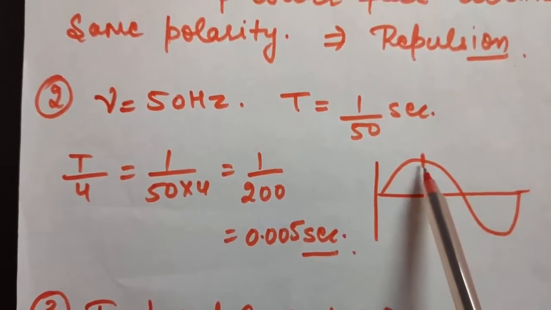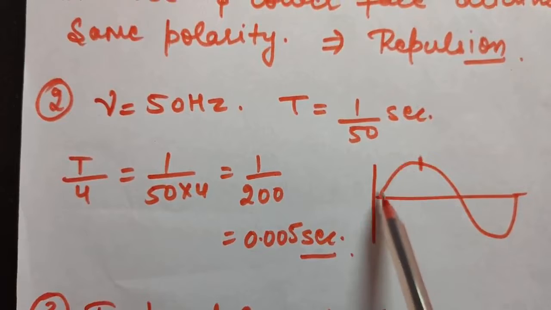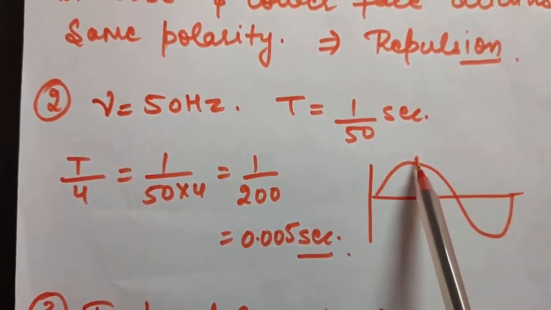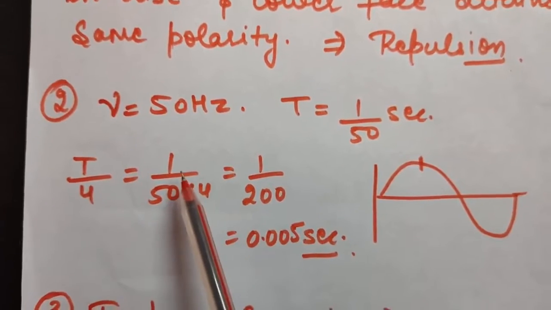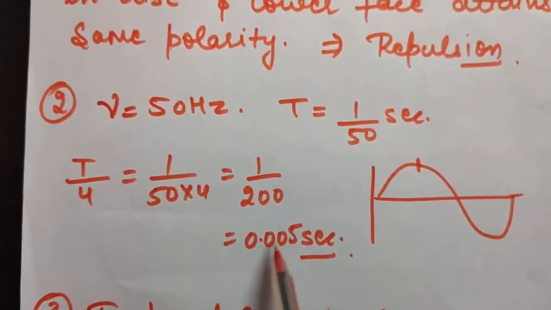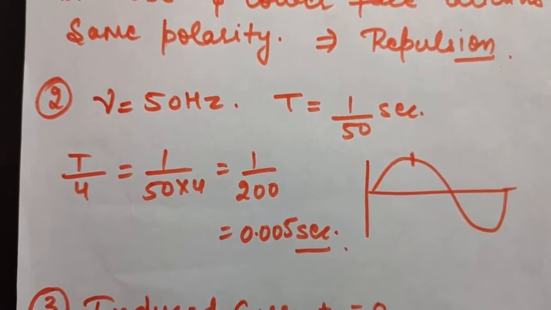Now for 0 to maximum value, the time required is 1/4 of the complete time. So this time required will be T by 4, that is 1 upon 50 into 4, that is 0.005 seconds.